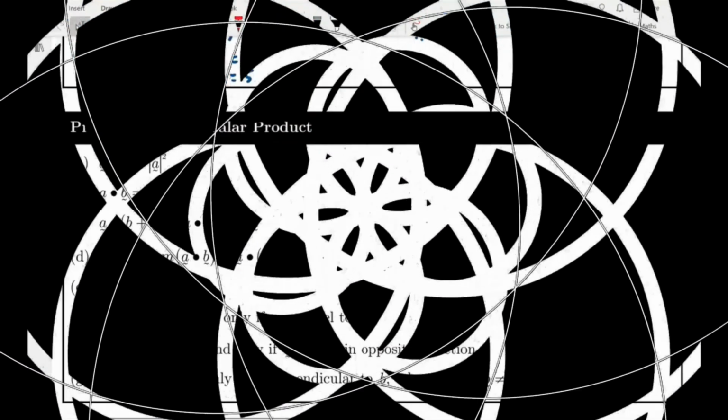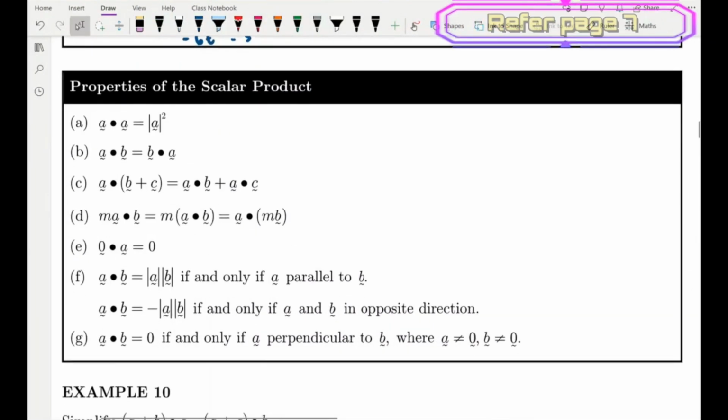So we proceed with properties of the scalar product. For properties of the scalar product, if we have the same vector, let's say vector A dot vector A, that means it is equal to magnitude A squared. What about A dot B? It can also be rewritten as B dot A.